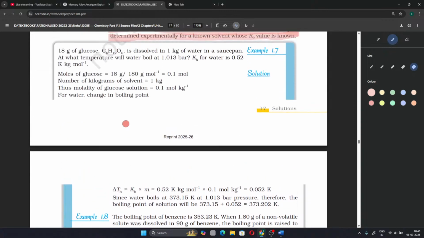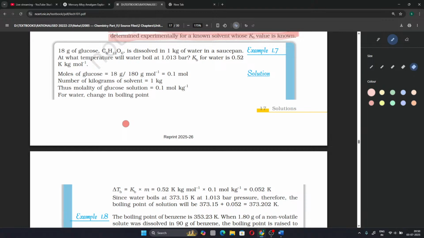Let's see the question. 18 gram of glucose, they give the molecular formula of glucose, they did not give the molecular mass, sorry. They gave the molecular formula C6H12O6. It is dissolved in 1 kg of water in an apparatus, which is a saucepan. At what temperature will water boil? At 1.013 bar, where Kb or molar elevation constant for water is 0.52 Kelvin kg per mole.